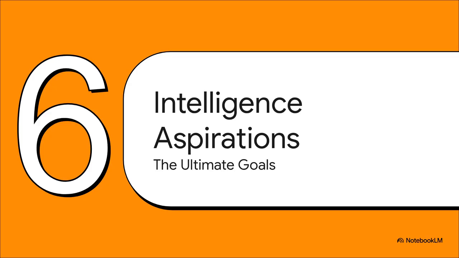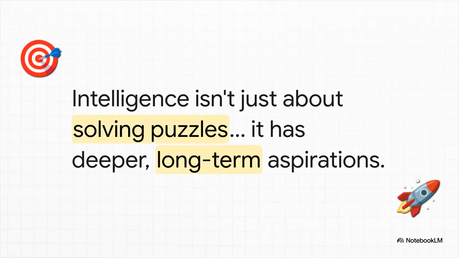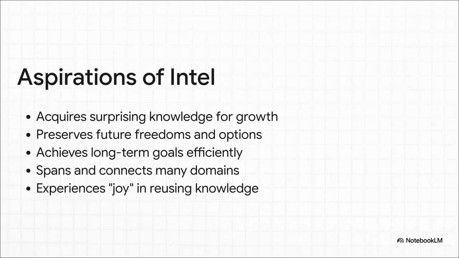And that leads us to maybe the biggest question of all. What is the ultimate purpose of this whole incredibly complex process? What is intelligence actually for? According to the source, intelligence isn't just trying to solve a puzzle or pass a test. It's striving for something way more profound. It's almost like intelligence itself has aspirations, long-term goals it's trying to achieve. And these aspirations, they're all about growth, freedom, and efficiency.